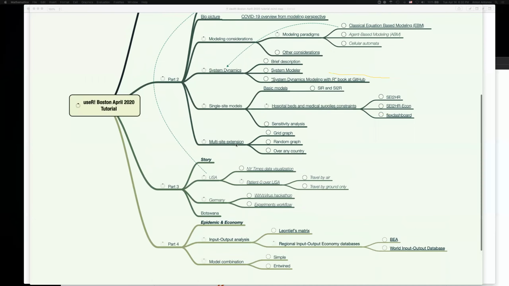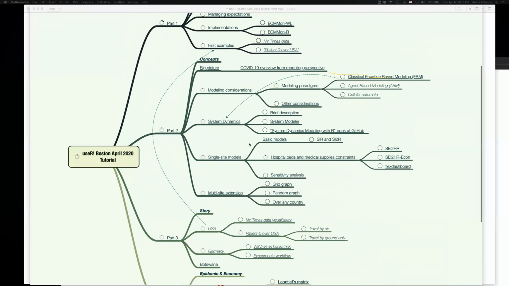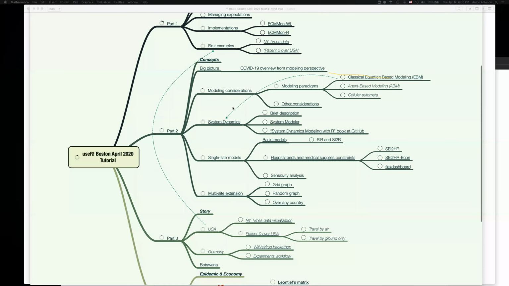All right, so I'm going to continue with the modeling consideration part, which is the next part here. It's kind of a warm-up about why we model this in this way.